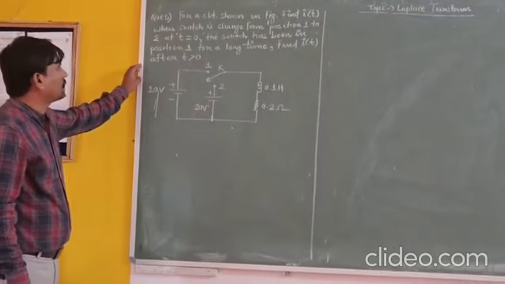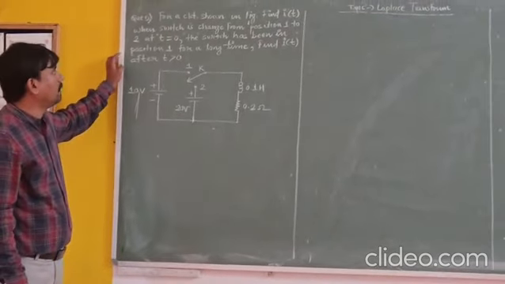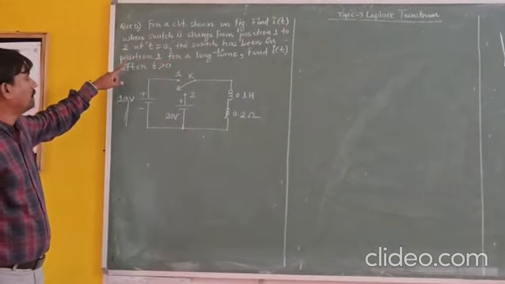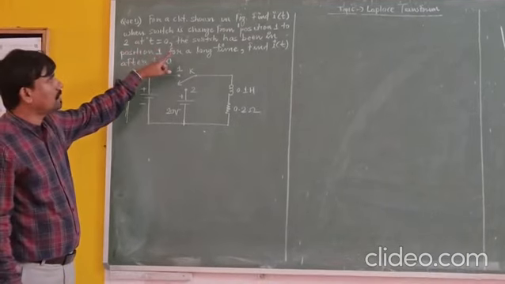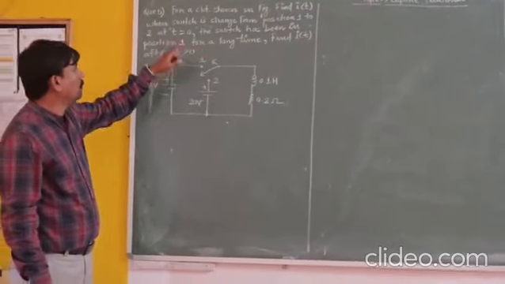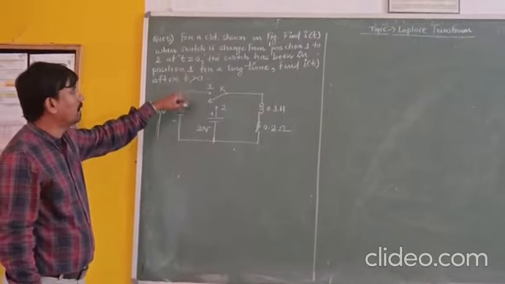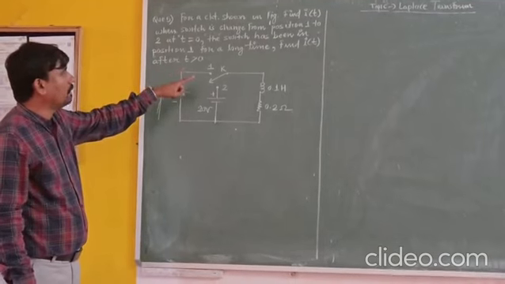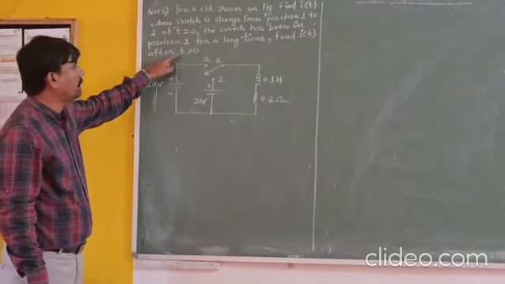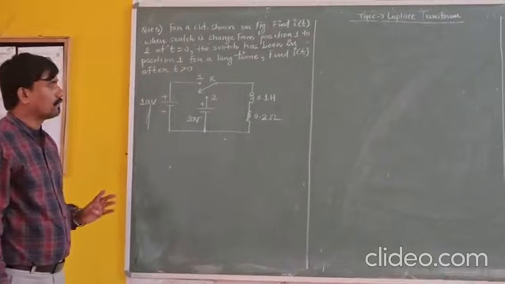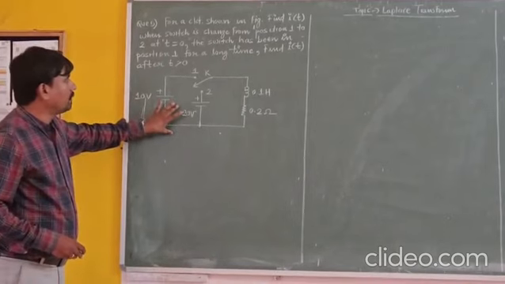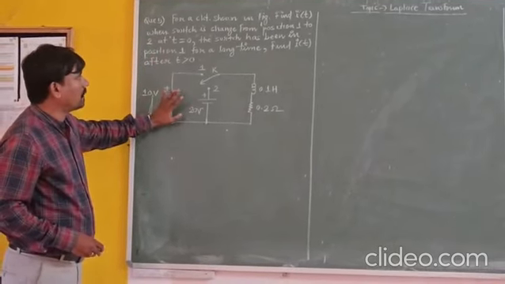So this is the question. What is the question given? For a circuit shown in the figure, find i(t) when the switch is changing from position 1 to 2 at t equals 0. The switch has been in position 1 for a long time. Find i(t) for t greater than 0. So this is the circuit diagram which will be given under this particular problem statement.